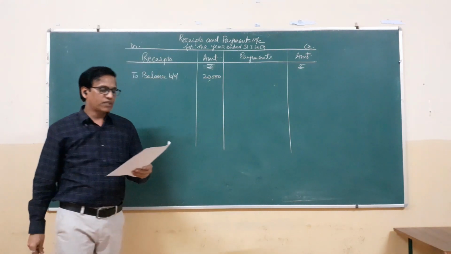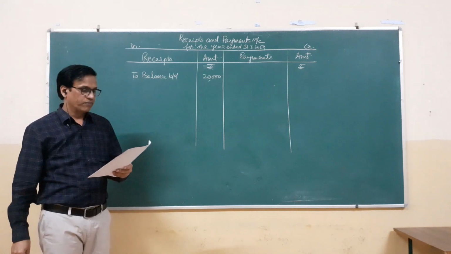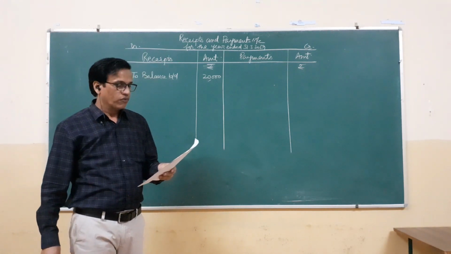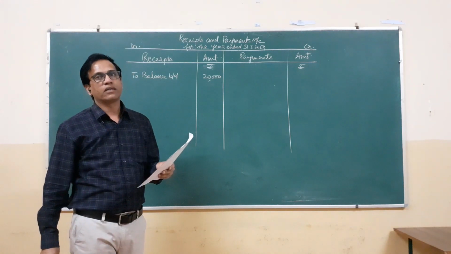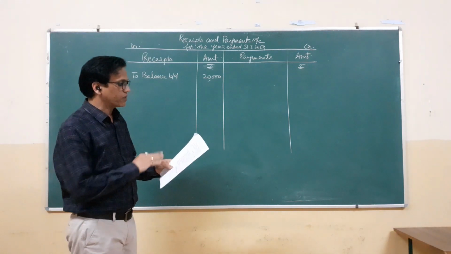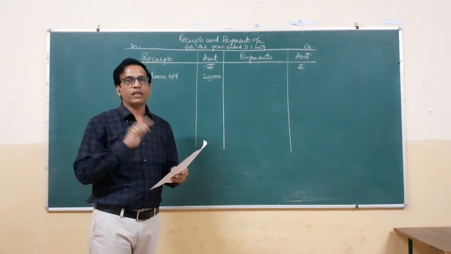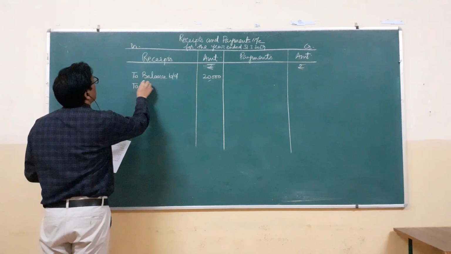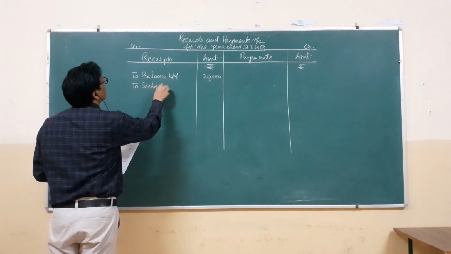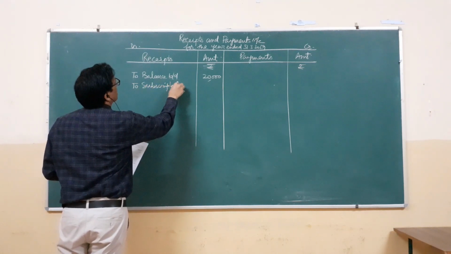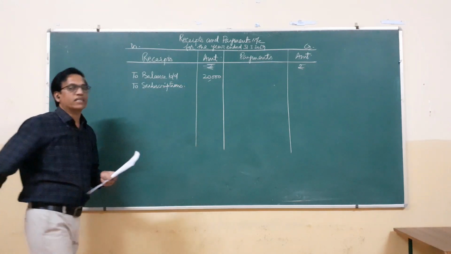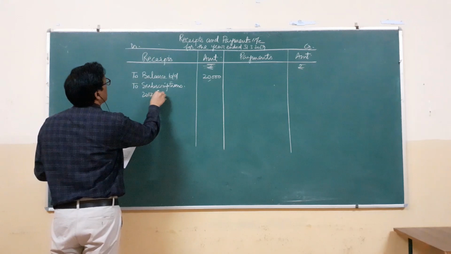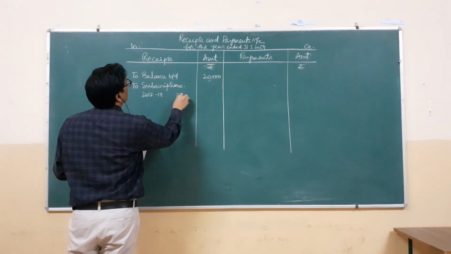Then the second item says subscription received. It is given as 1,40,000 rupees in total, which is divided into 3 different years. That is, this amount of subscription has been received for 3 different years: 2017-18, 2018-19 and 2019-20. That means for the previous year, for the current year and for the next year. So the same we will write down here. For 2017-18, we have received 25,000 rupees.